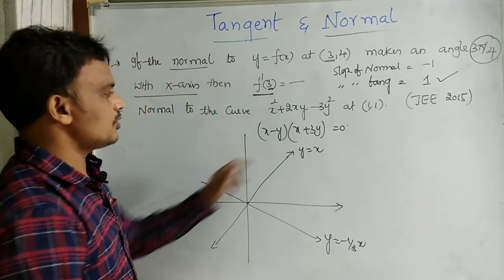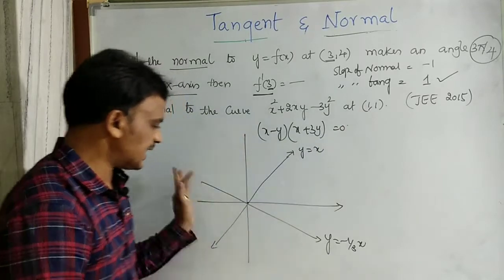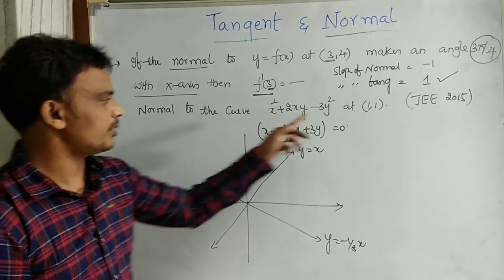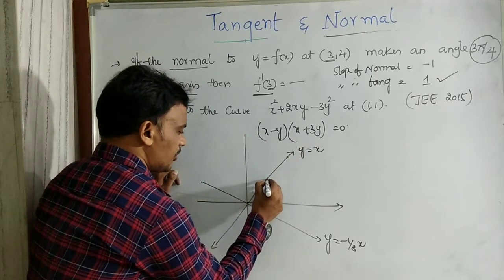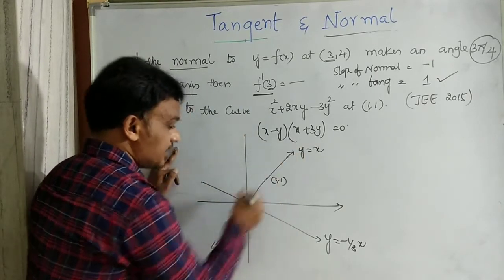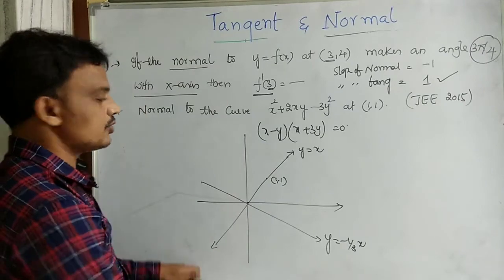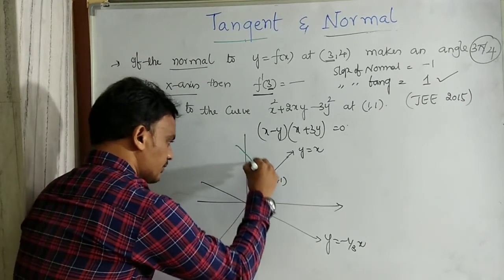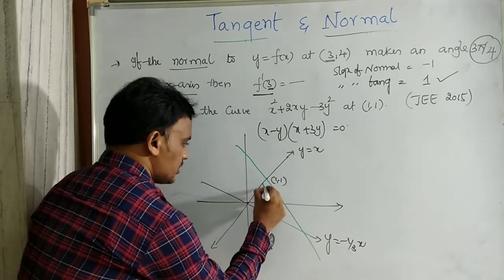Okay, so there is no chance to get (1, 1) on the second line. Now we are going to draw the normal to the curve at the point (1, 1). Yes, the point (1, 1) is already on this line. Now I am going to draw the normal to the line. This is the normal to the line, right? So this is the normal.